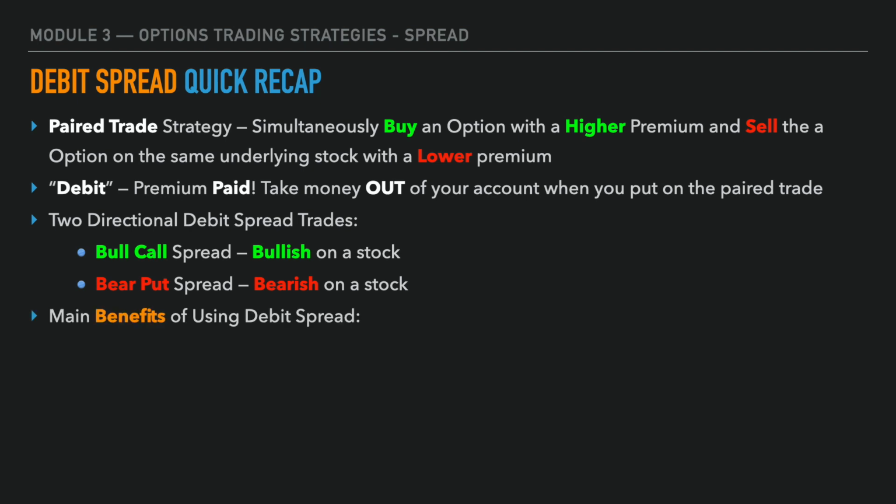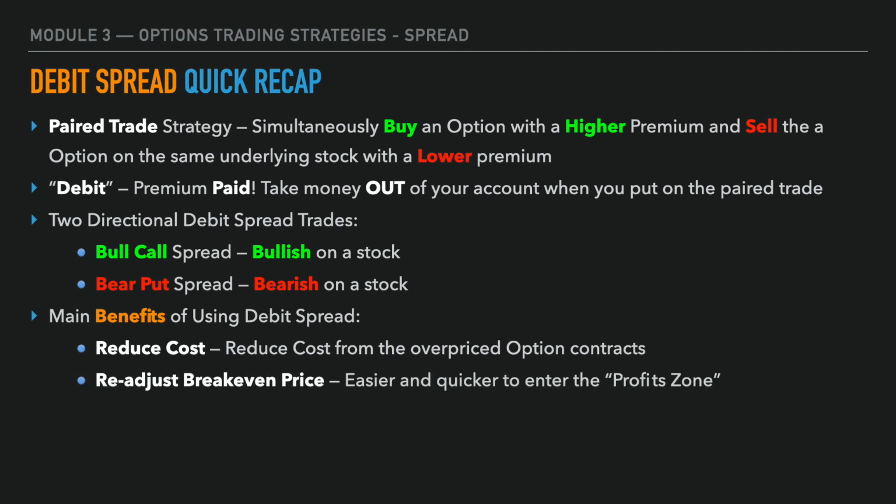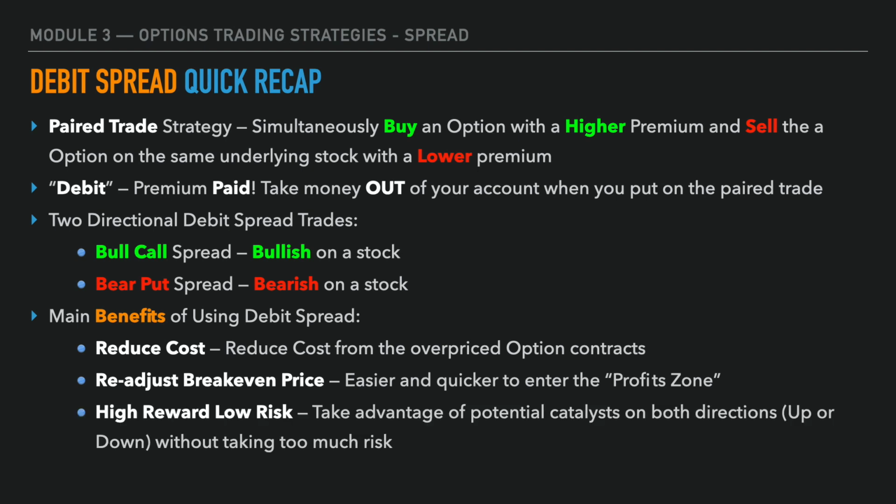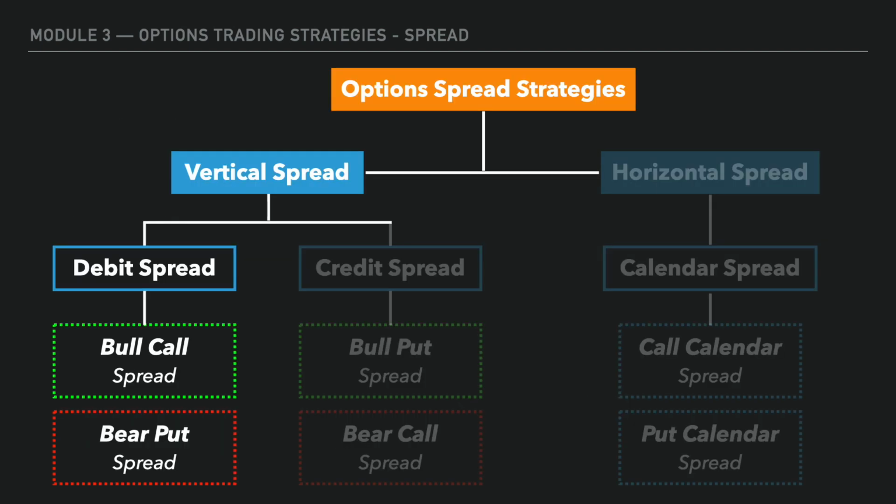There are 3 main purposes of using debit spreads, or you can see them as the top 3 benefits of using debit spreads. First, reduce cost. Debit spreads can help traders reduce the premium cost from those overpriced options, and the lower cost means less risk. Second, readjust the break-even price. Debit spreads can help traders readjust the break-even price in their favor and increase the probability to be in the profit zone. And finally, debit spreads have a high reward-to-risk ratio. It can help traders take advantage of those potential catalysts on a stock in both directions without taking too much risk. Alright, that will be the end of this video, also the end of the debit spread.